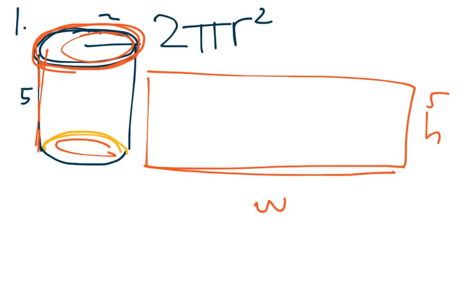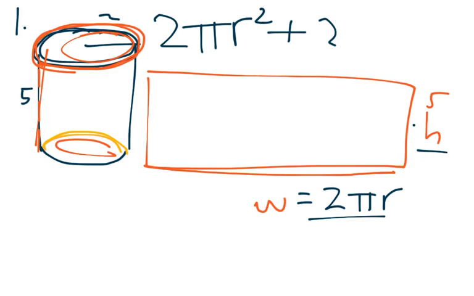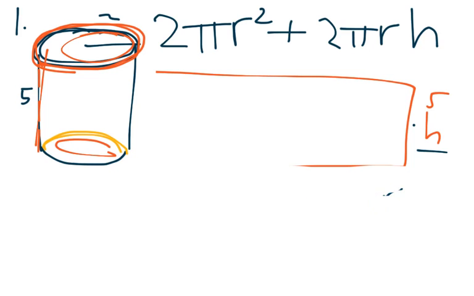So in order to find the distance around a circle, you want to find the circumference. In order to find the circumference, we would use the equation 2 pi r. And once again, r stands for radius. So since the length of the rectangle is 2 pi r, to find the area of a rectangle, we want to multiply that by height. To the area of the two circles, we are going to add 2 pi r times h. And this is how you find the surface area of a cylinder.